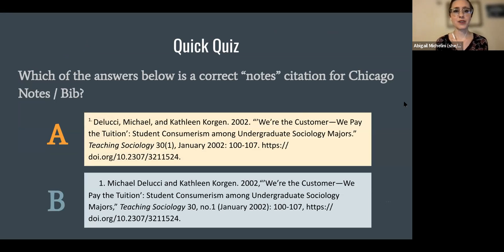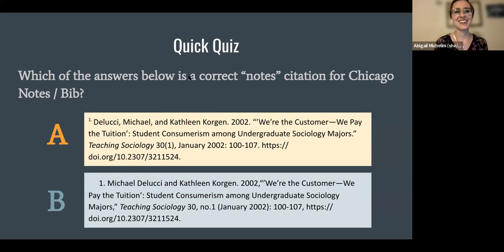All right, you ready for a quick quiz? Let's try it together. Which of the answers below is the correct note citation for Chicago Notes Bib? There's something right off the bat here that should not look the way it does.